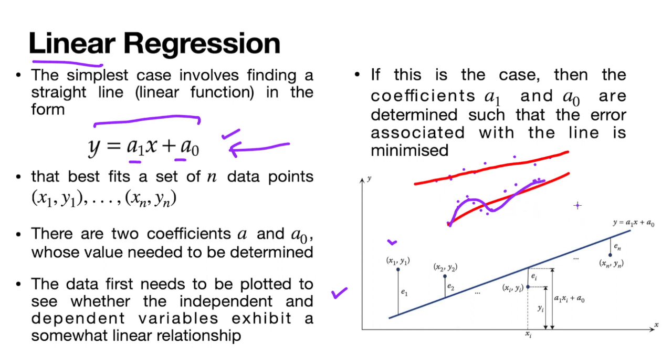So basically the first thing we need to do is plot our data and see whether it gives us a linear relationship or not. If we come to the understanding that linear regression will work, then we can move to the next step, which is to find the values of a1 and a naught.